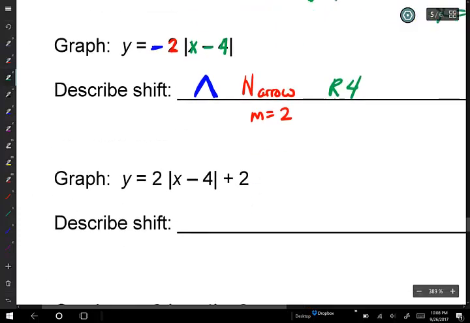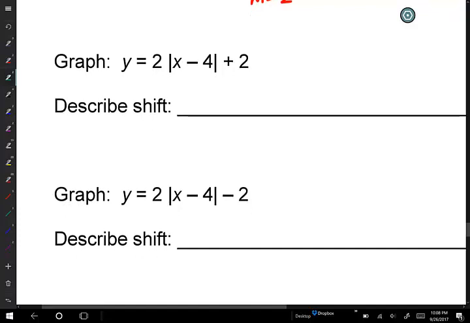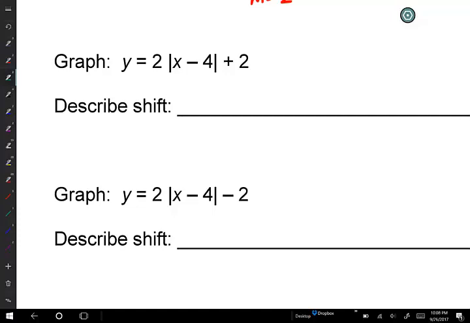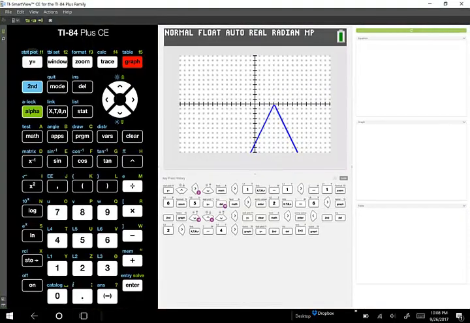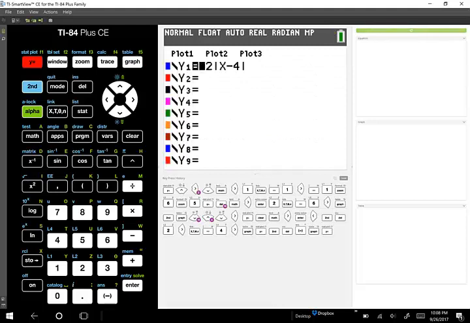All right, let's add a little bit more. Now let's make a prediction. We have a 2 in front, x minus 4 in the middle, and a plus 2 at the end. Let's place that into our graph. So we're going to get rid of that negative sign, so I'm going to hit delete. We still have an x minus 4, but now at the end, we're being asked to insert a plus 2. Let's see what happens as we put that on our graph.